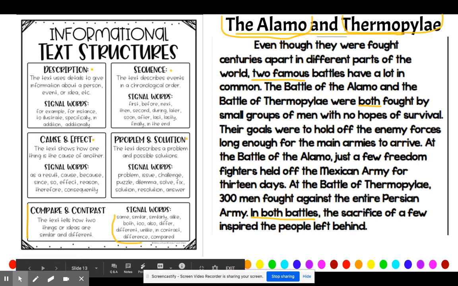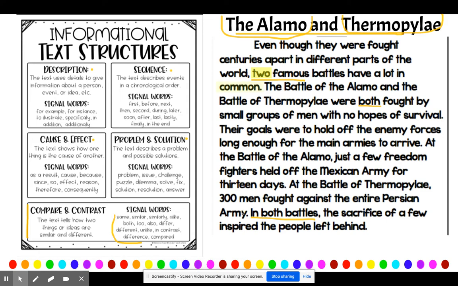Okay, so when we read, we're going in and we're highlighting signal words. So I saw things like 2. I saw this word common. They have a lot in common. When I have something in common with somebody, it means that we have something that's the same about us. I saw this word that said both, and I saw this down here that said in both battles.